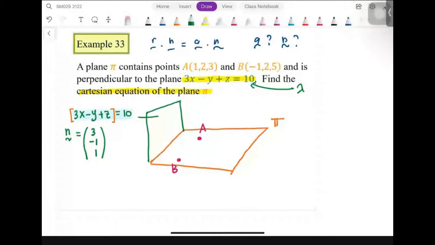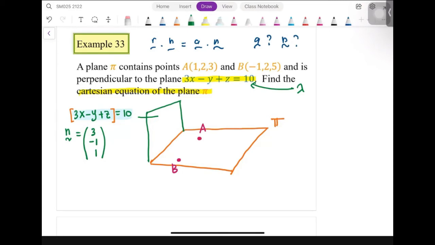Every time we're given the equation of a plane, doesn't matter if it's in the form of vector equation or Cartesian equation, we can find the normal vector of that plane. Plane tu confirm kita boleh dapat dia punya normal kalau kita dah ada equation. Alright. So this is the situation. Okay. Target kita tadi kita nak dapatkan normal kan.